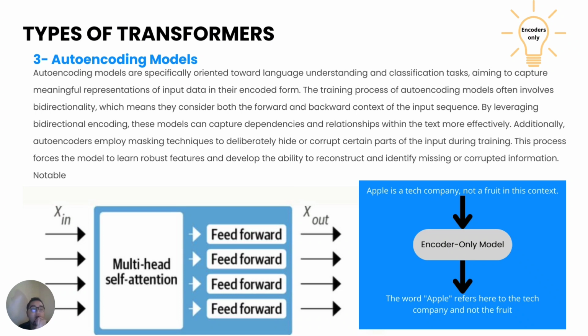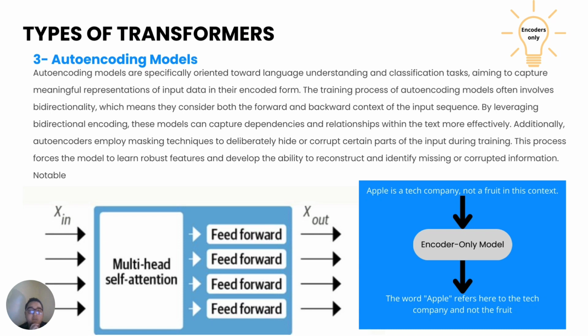Additionally, autoencoders employ masking techniques to deliberately hide or corrupt certain parts of the input during training. This process forces the model to learn robust features and develop the ability to reconstruct and identify missing or corrupted information. So we have the multi-head self-attention. The encoder block is composed of only multi-head self-attention and a feed-forward layer.